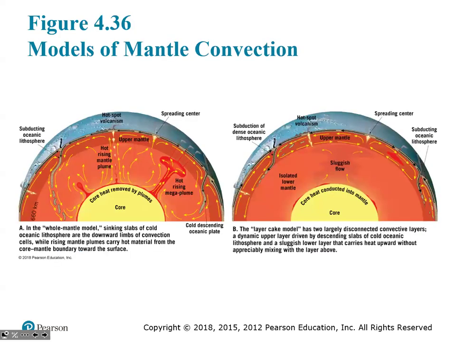So here are the two models. You have the whole mantle model. The convection cells make it all the way down to the edge of the core. The core heat is removed by plumes. It rises up at spreading centers, and then it sinks down again where oceanic crust subducts. And then the other is this layer cake model, where there's a much slower flow in the lower mantle, and the primary cyclic structure is in the upper mantle. We don't know which is the case yet.